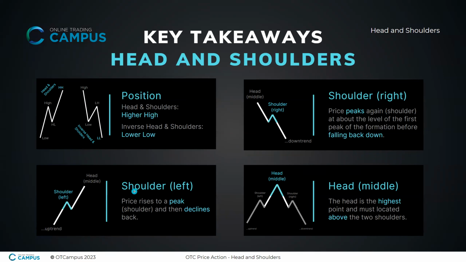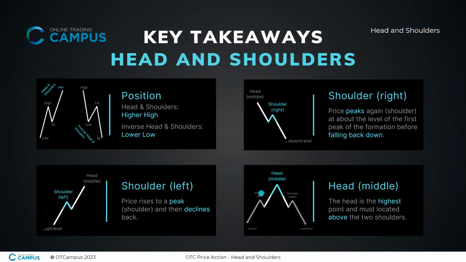Next one is the left shoulder. For example, in an uptrend with a head and shoulders, not the inverse, price rises to a peak, the shoulder, then declines back. That is our left shoulder. The right shoulder is, of course, where price peaks again and creates a shoulder at about the level of the first peak of the formation before falling back down. And of course, between the left shoulder and right shoulder, we have the head, right?